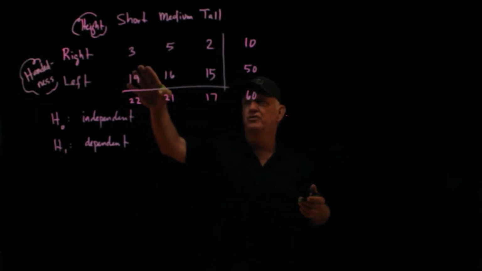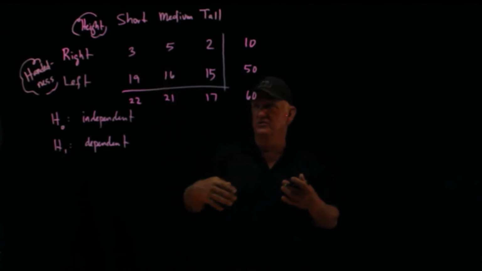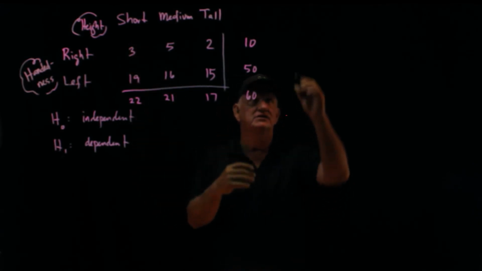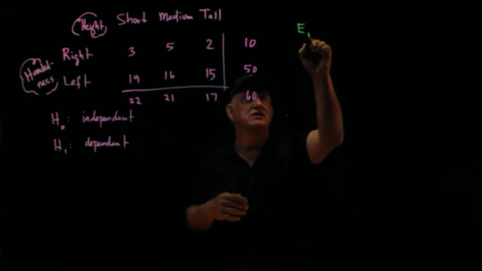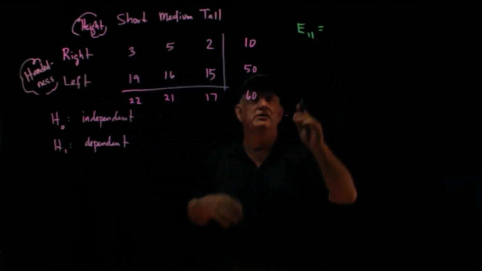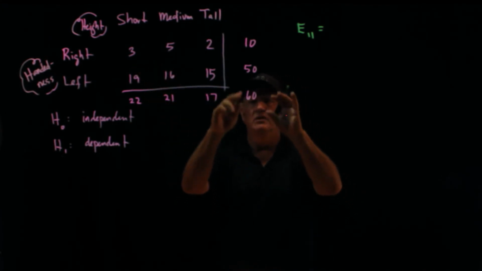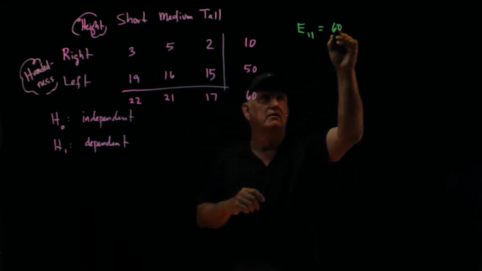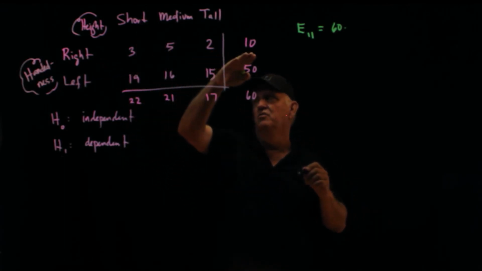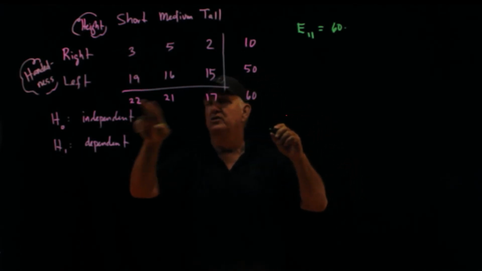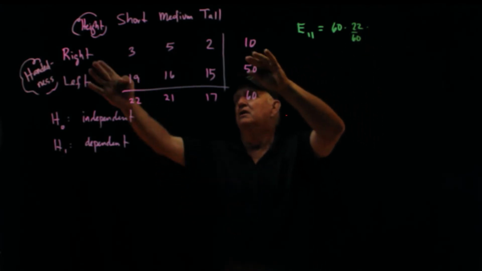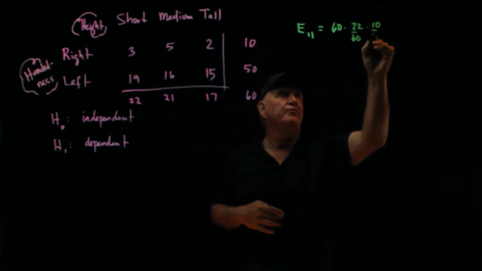So I'm going to call these things that I'm creating e-values, and this particular e-value that I'm going to calculate to put right here is e sub 1,1, meaning it's the e-value that goes in the first row in the first column, that guy right there. So what we've said is, if I wanted to calculate that, I'm going to multiply 60 times the probability of being short times the probability of being right-handed. So, probability of being short, 22 out of 60. Probability of being right-handed, 10 out of 60.